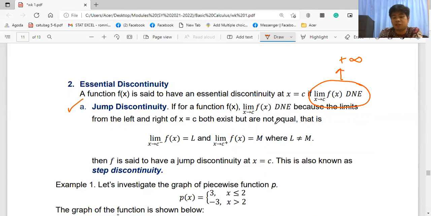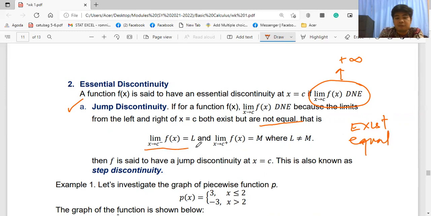We say that there is a jump discontinuity on a given function if for a function f, the limit does not exist because the limits from the left and right of x that is equal to c both exist, no? Pero hindi sila equal. Tandaan ulit natin, kailangan mag-exist at dapat equal. Yun yung condition.